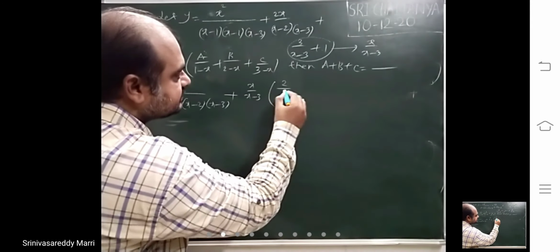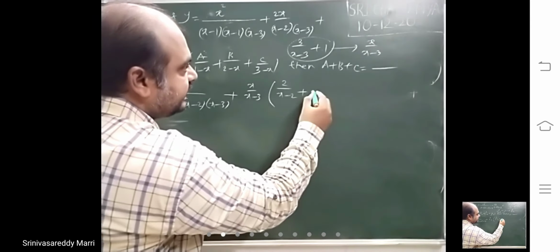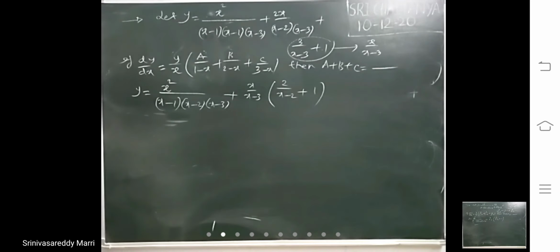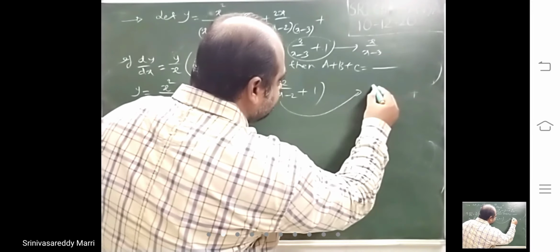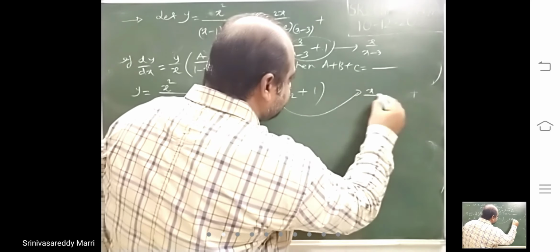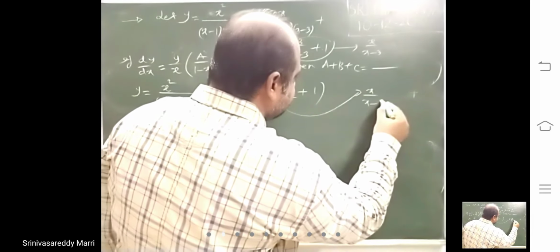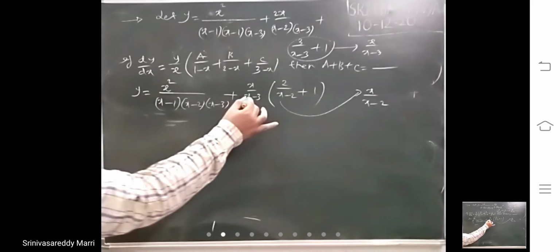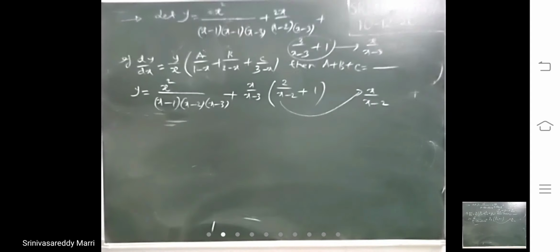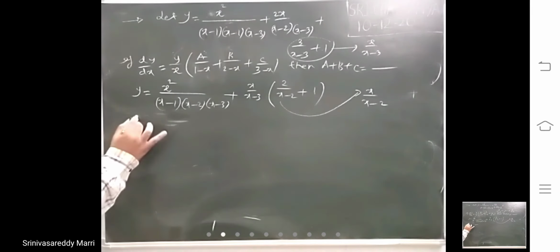That means 2 by x minus 2 plus 1. Now if you take the LCM here, what you will get: 2 plus x minus 2. That means x by x minus 2. So these both will become x square divided by x minus 2 into x minus 3.